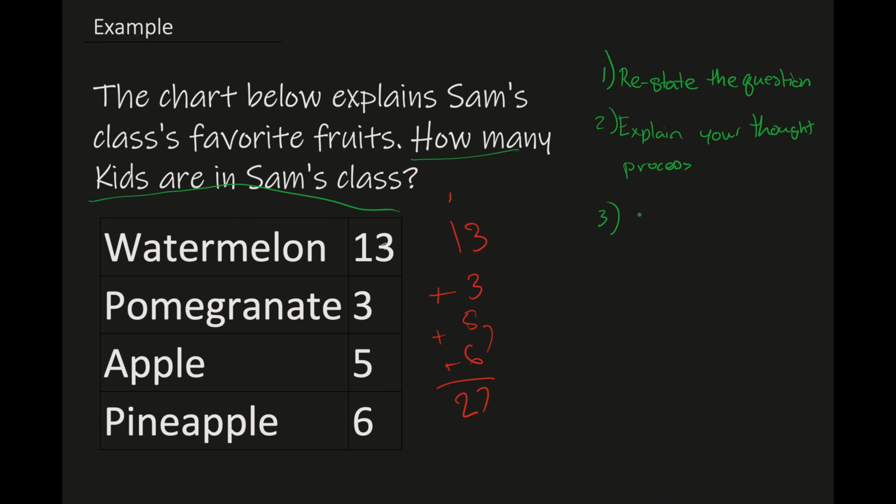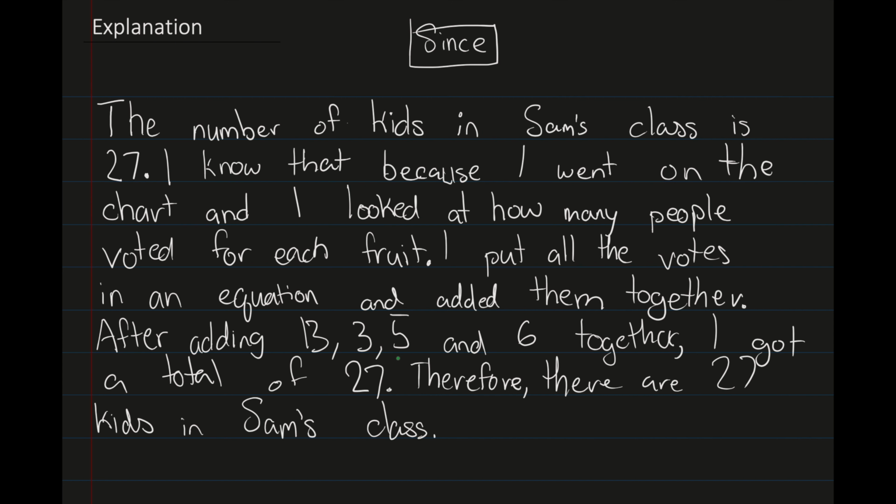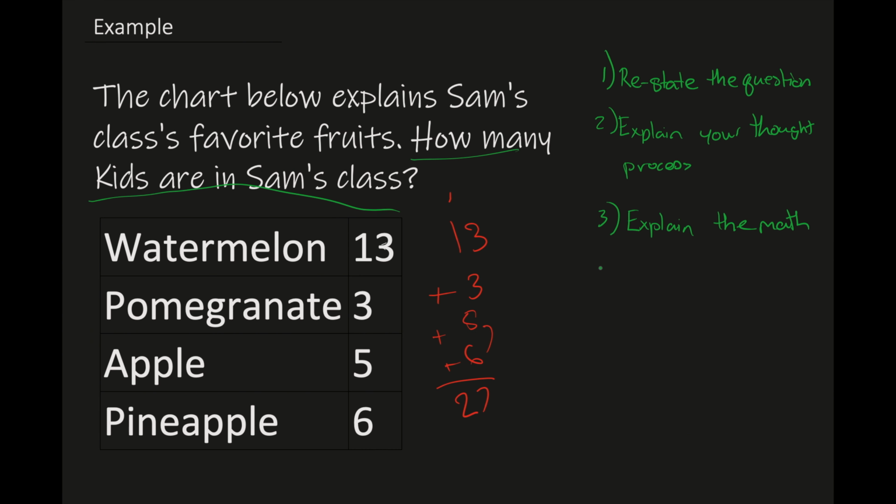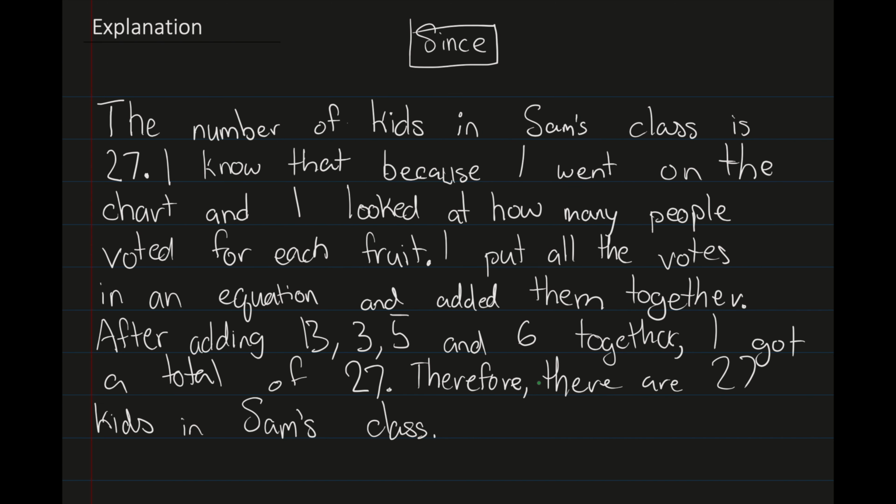Third, explain the math. Explain the math, because if it's a mathematic problem, then there's obviously math. So explain the math, right? And that's this part where I said, after adding 13, 3, 5, and 6 together, I got a total of 27. And the fourth step is conclude, right? And my conclusion here is, therefore, there are 27 kids in Sam's class.